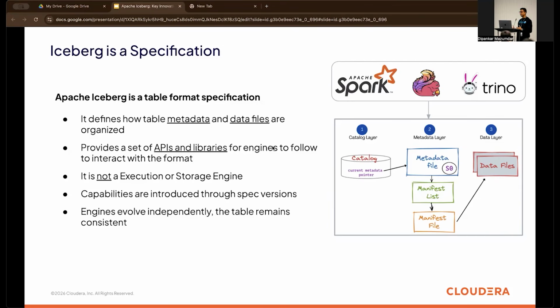They use these libraries to read and write Iceberg tables correctly, right? So they don't invent their own semantics. They follow the rules that are defined by the specification. And of course, it's not a storage engine or a compute engine, and that separation is intentional.